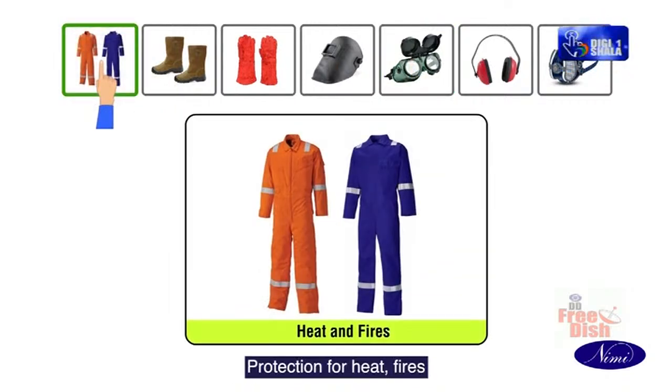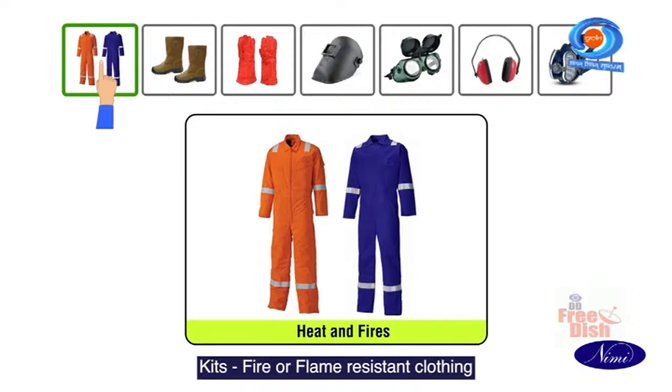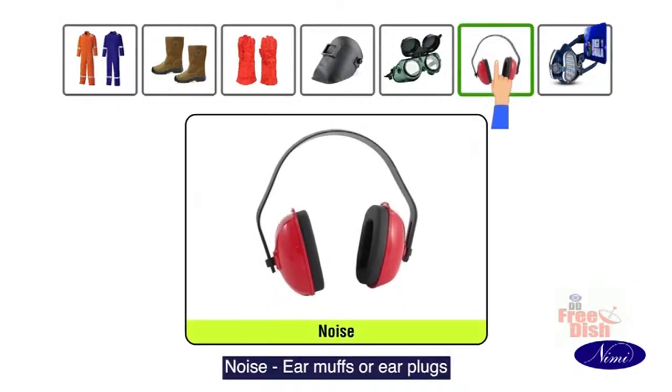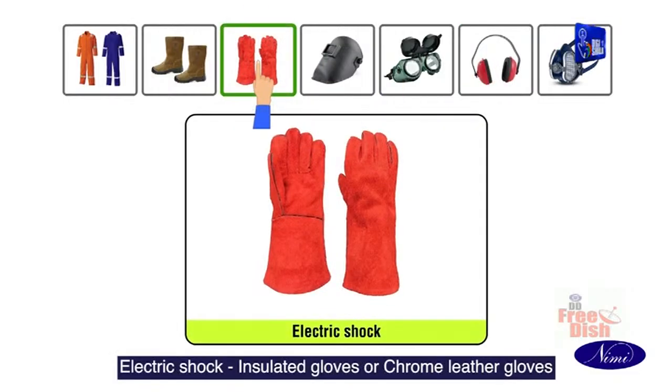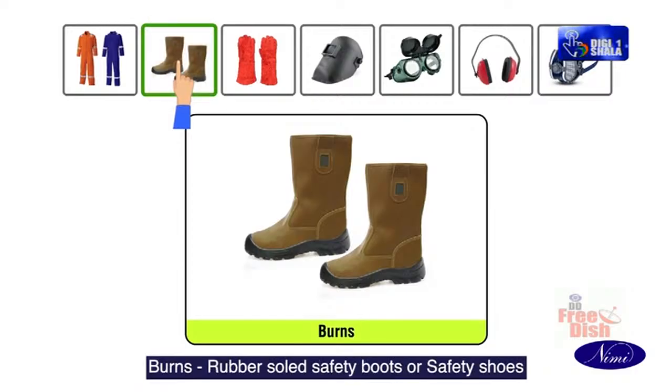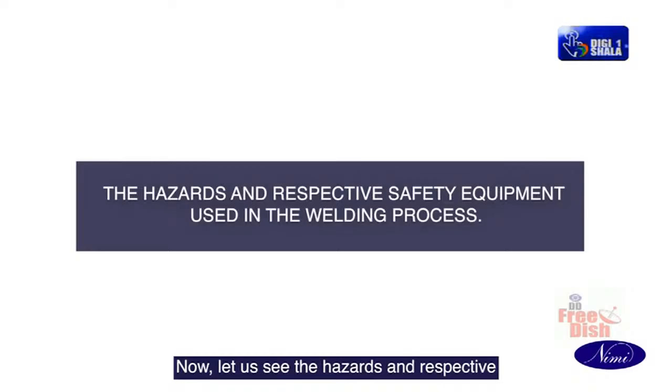Protects from heat, fires: fire or flame resistant clothing. Protects from noise: earmuffs or earplugs. Protects from electric shock: insulated gloves or chrome leather gloves. Protects from burns: rubber-soled safety boots or safety shoes. Now let us see the hazards and the respective safety equipment used in the welding process.